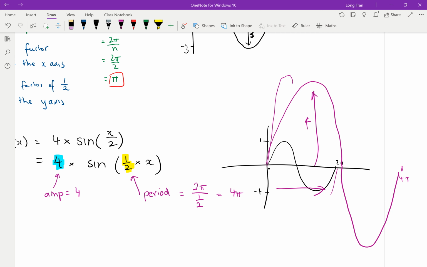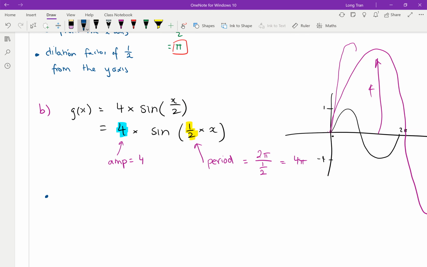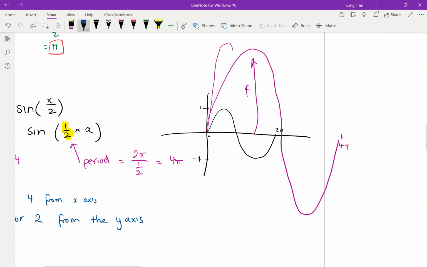Okay, so when you're describing this, I know it says half here, but remember it's the reciprocal. So when you write out your transformation, it's a dilation of factor 4 from the x-axis. Okay, so remember that's a vertical stretch, so away from the x-axis. And the second one is a dilation of factor, instead of half, it's not half, remember it's reciprocal, 2 from the y-axis. Okay, so that means I'm stretching it horizontally, and that's why my graph looks the way it does.